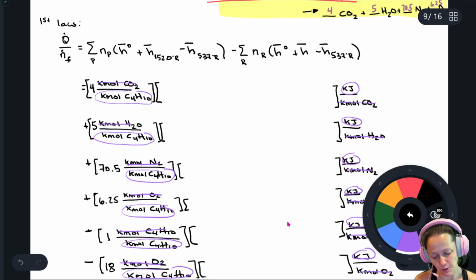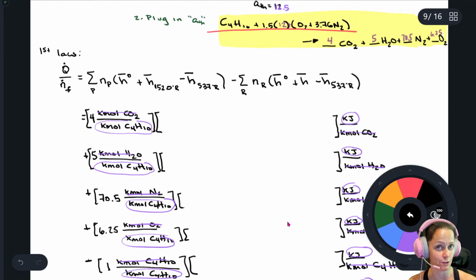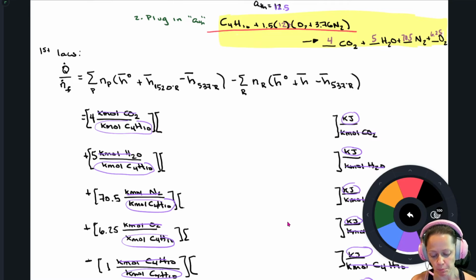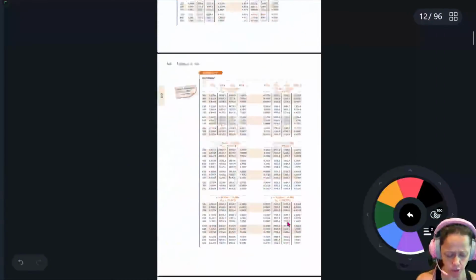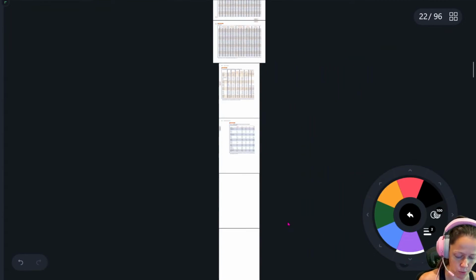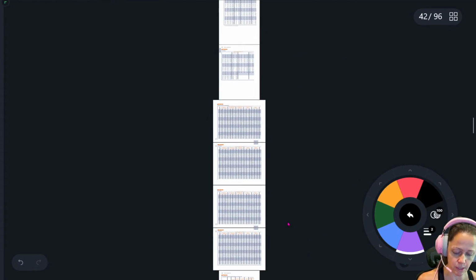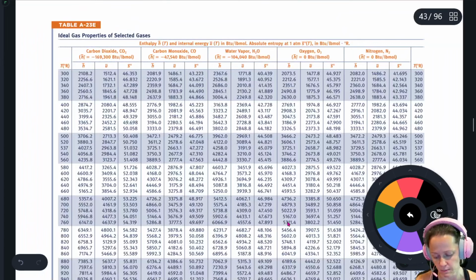Okay. Got to plug some numbers into those brackets there. So let's handle the first one. So all the products are coming out at 1520, so that should be pretty easy. And I need to get the H bar at 537 values, and then I also need to get the enthalpy of formation values. So I've got four products: CO2, H2O, nitrogen, and oxygen. All of those values can be found in A23. So let's go to A23. And actually, we are in English units, so I probably need to go to A23E. So it's the ones that are sideways here.